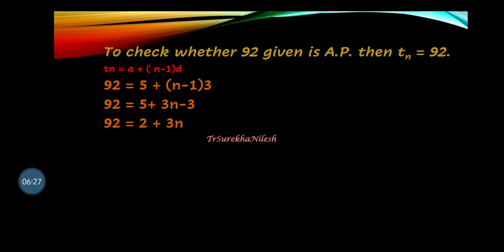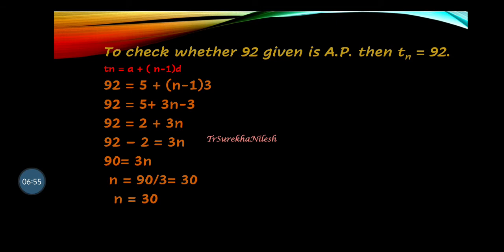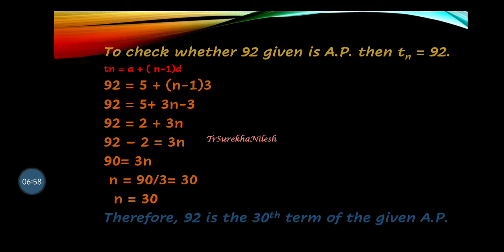5 minus 3 we will get 2, so 92 equal to 2 plus 3n. 92 minus 2 equal to 3n. We have subtracted 2 from both the sides. So we get 90 equal to 3n. Now we will be dividing by 3 on both the sides as we need to find the value of n. So n equal to 90 upon 3. So we will get 30. n equal to 30. Therefore 92 is the 30th term of this given AP.